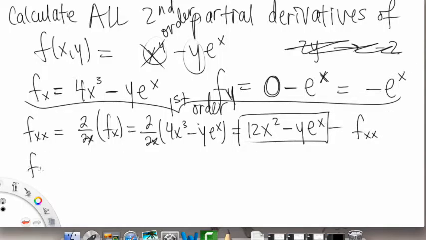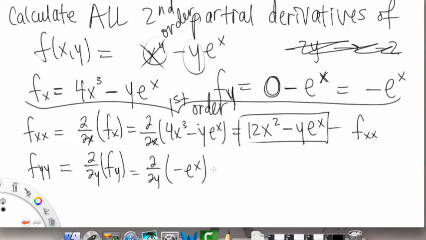And then let's do the other non-mixed one, f sub yy. That's going to be the partial with respect to y of our f sub y, so d dy of negative e to the x. This is going to turn out to be just a 0, right? Because we don't see any y's here, and we're already treating x as a constant, so that just goes away in the differentiation.